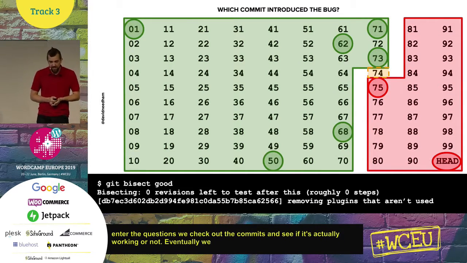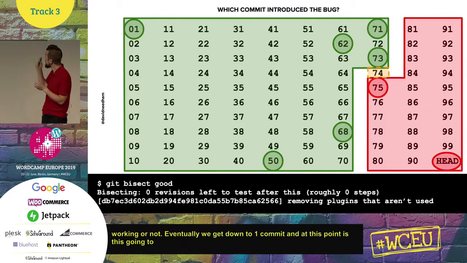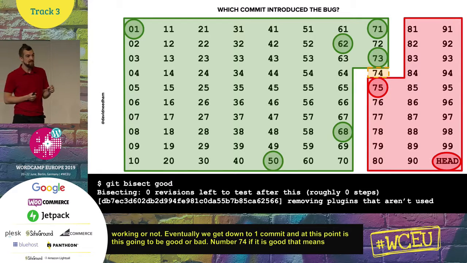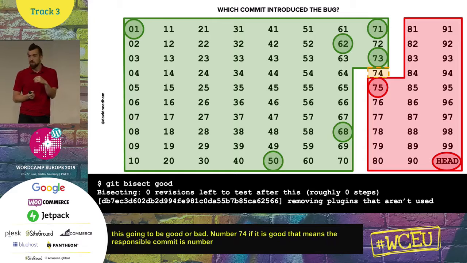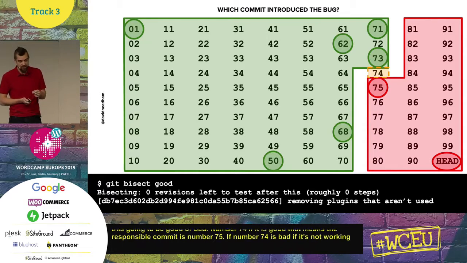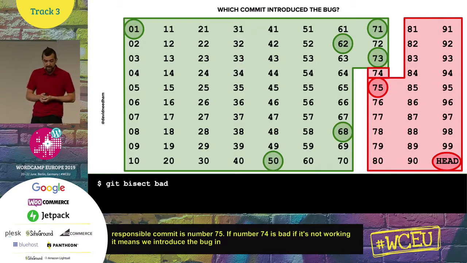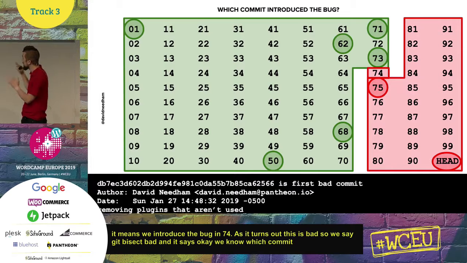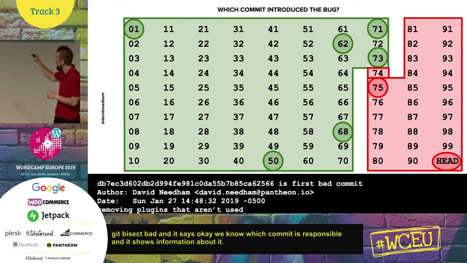And at this point, is this going to be good or bad? Number 74, if it is good, that means the responsible commit is number 75. If number 74 is bad, if it's not working, it means we introduced the bug in 74. Well, as it turns out, this one was bad, so we say git bisect bad. And at this point, it says, okay, we know which commit is responsible, and it shows you information about it. It says this particular commit is the first bad commit.